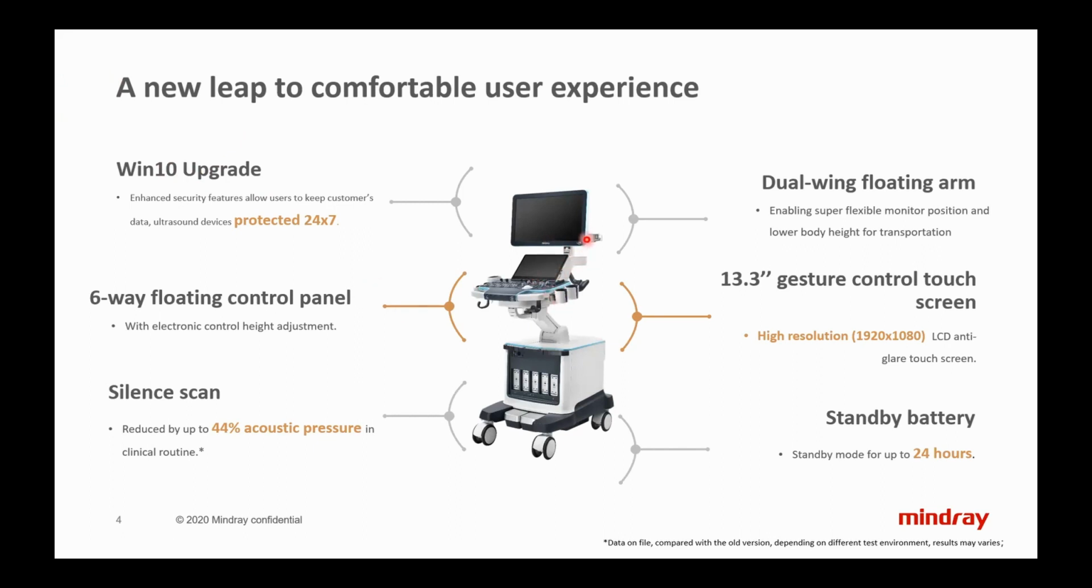For dual floating, it can float the control panel in 6 ways. So for ergonomics and easy use, it's very easy because it has 6 ways. Also for silent scans, no noise comes from our machine. Another thing, with the dual wing floating arm, for all doctors who want the arm and the monitor to float in order to see a better image, he can make this screen be near him or near the patient. So we use the dual wing floating arm to let the monitor float.